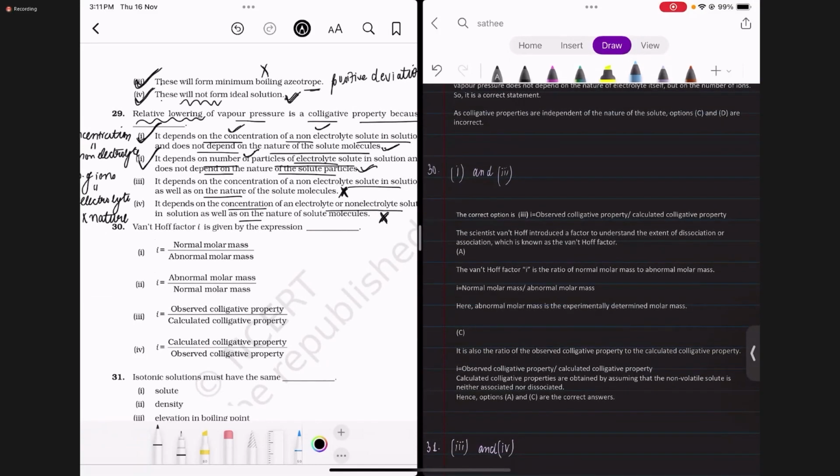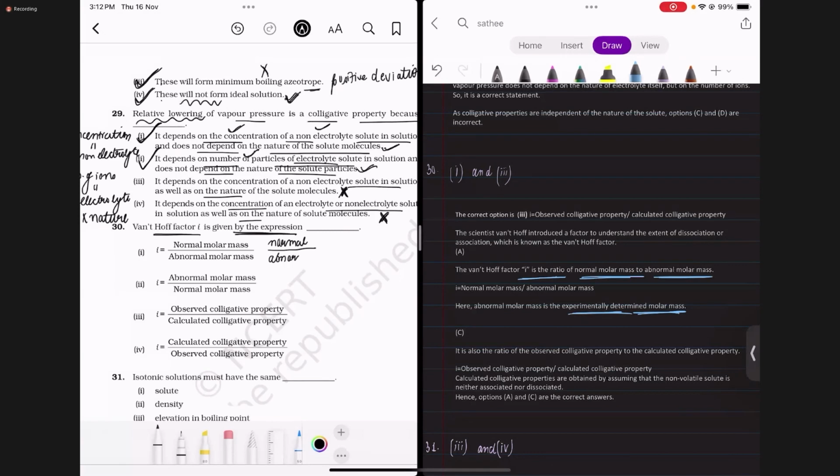Question number 30 says that Van Hoff factor, that is I, is given by the expression. तो Van Hoff factor इसको हम किस एक्सप्रेशन पे दे, which of the following depicts Van Hoff factor? So Van Hoff factor का जो फॉर्मूला होता है, that is equal to the ratio of normal molar mass to abnormal molar mass. यानी कि जो हमारा नॉर्मल मोलर मास है एंड जो हम एबनॉर्मल मोलर मास, यानी कि जो एक्सपेरिमेंटली डिटरमाइंड मोलर मास है, यानी कि किसी एक्सपेरिमेंट में हमने कुछ मोलर मास ऑब्टेन किया, दैट इज एबनॉर्मल. सो नॉर्मल एंड एबनॉर्मल का जो रेशियो होता है, दैट इज Van Hoff factor.